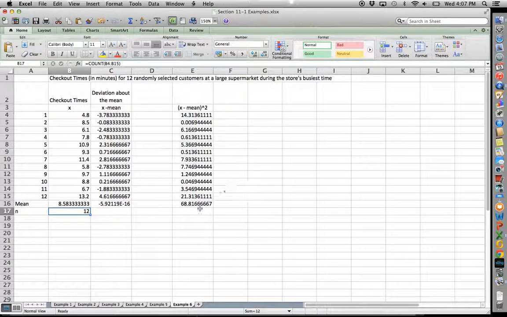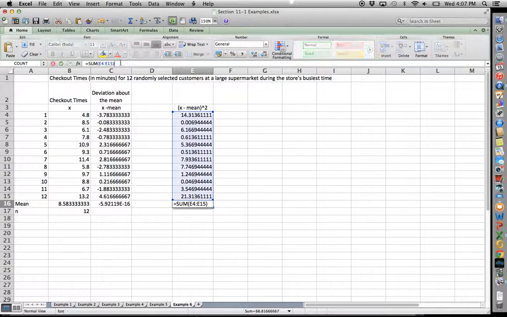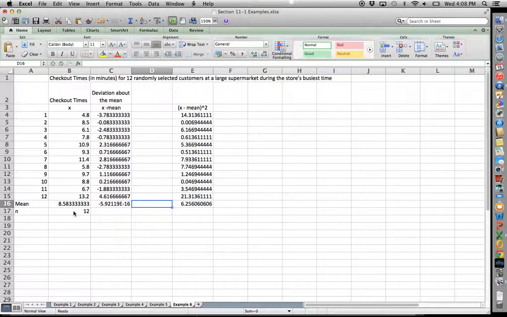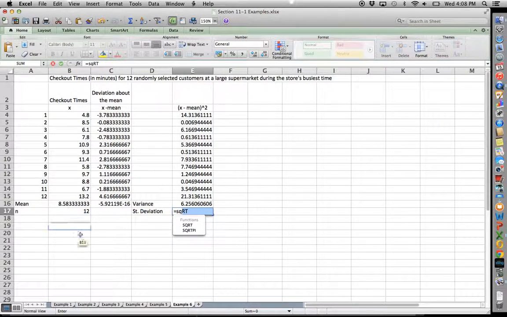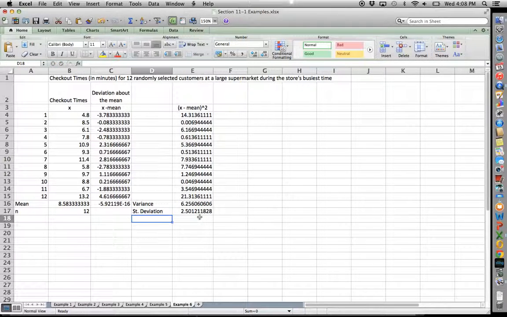And so to find the variance, not only do I take the sum, but after I take the sum, I divide by n minus 1, which is 11. 12 minus 1 is 11. But in a formula, it would be something like this. Okay, so this is the calculation of the variance. And now I can do the standard deviation. And the standard deviation, according to the formula, is the square root. And so there's the square root of this number, and it's 2.5.